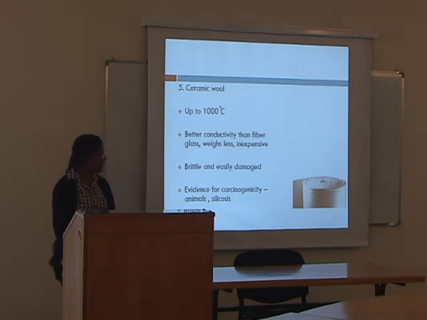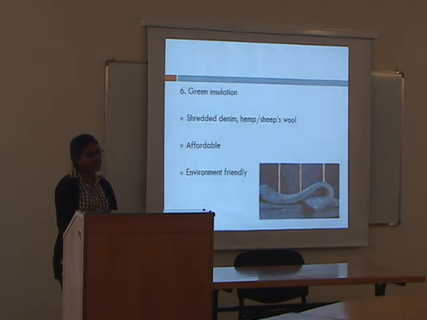The next one here is ceramic wool. This is the one which holds the highest temperature, about 1000 degrees Celsius. It is a man-made synthetic product, where the ceramics are held together and contained through several processes, and finally the end product comes out. It has better conductivity than other fiberglass and fiber products. It is very brittle and can be easily damaged. In animals, there has been evidence for carcinogenicity, but there is no evidence for silicosis in humans so far. The next one is green insulation.